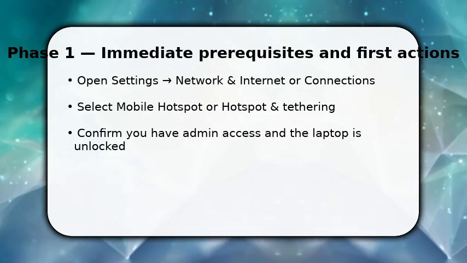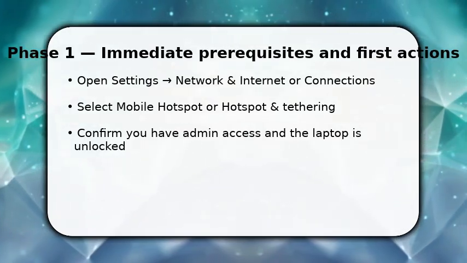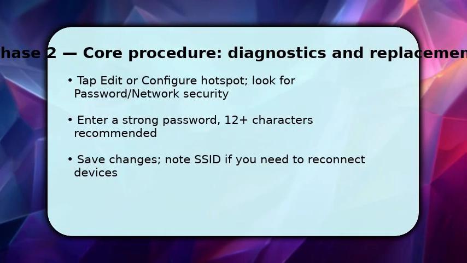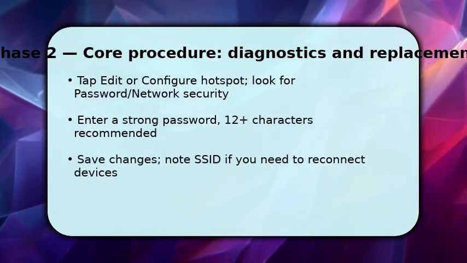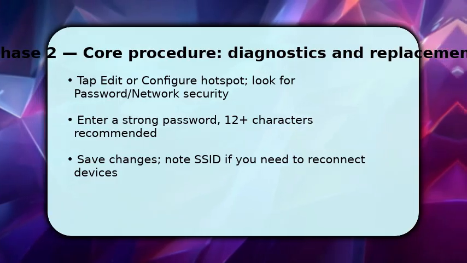If prompted, select the adapter used for sharing. This ensures you're editing the correct hotspot profile. Once the hotspot panel is visible, click Edit, Configure, or the pencil icon. This opens the SSID and password fields.